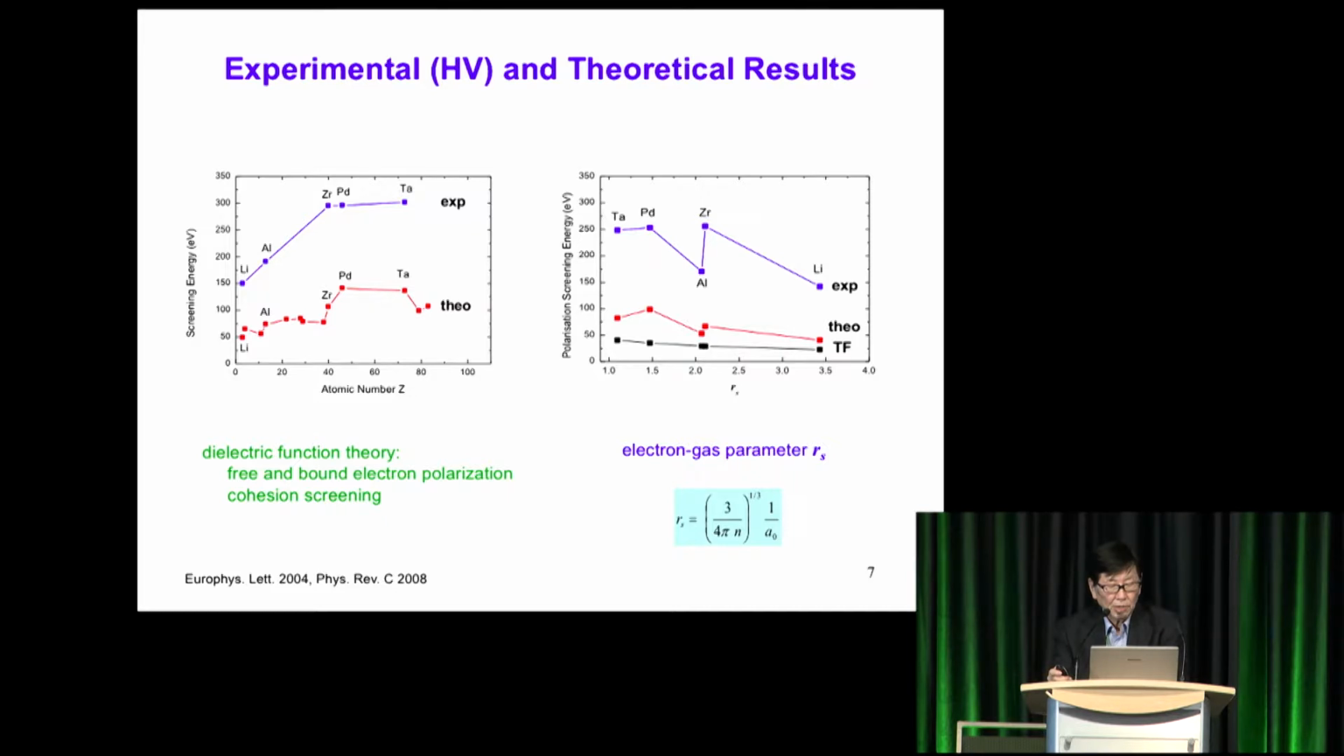Plotted with red points are theoretically calculated results. There is a large difference between the experimental result and the calculated result. The experimental screening energy is larger by a factor of 2 than the theoretical curves, where the calculation is performed from a self-consistent dielectric function approach. The target material dependence is correctly described, as seen in the dependence on the electron gas parameter.